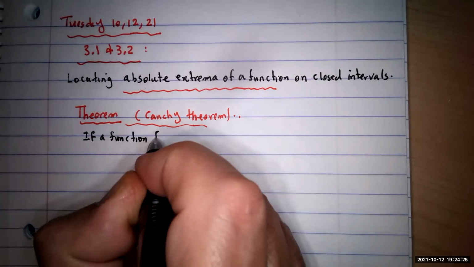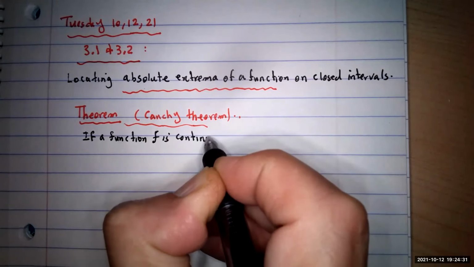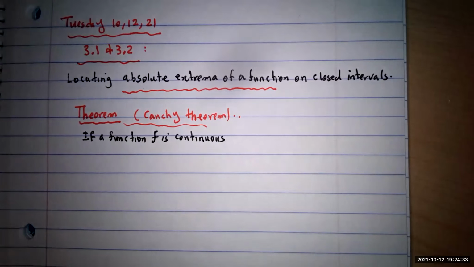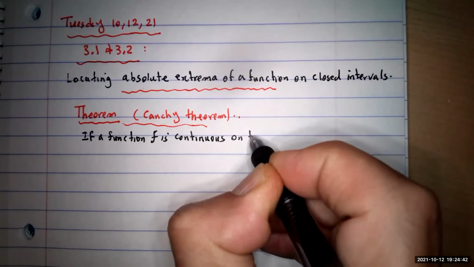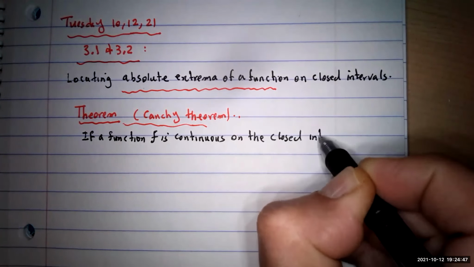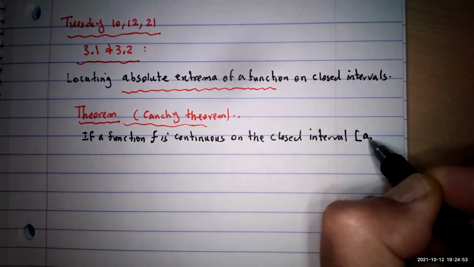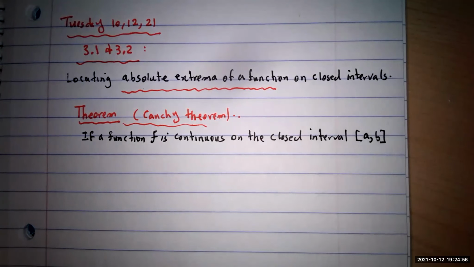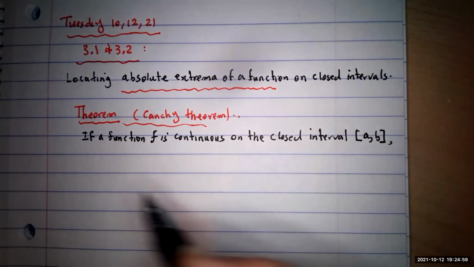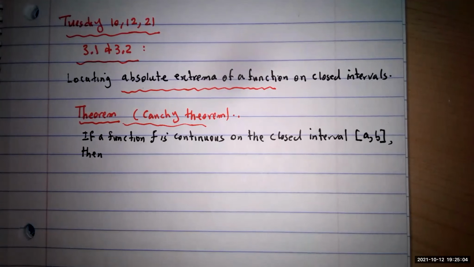If a function f is continuous, it must be continuous, but on a closed interval. It's going to be continuous on the closed interval, let's say A, comma B. Okay, if this is going to be the case, then there is a guarantee that the function will have a maximum and a minimum.